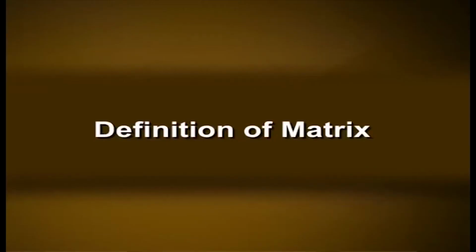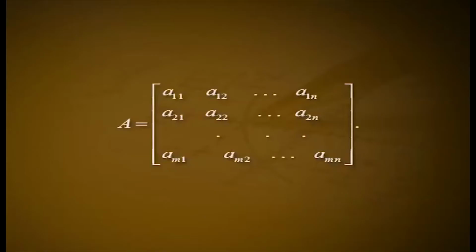Definition of a matrix: an m by n matrix is an array of mn elements, not necessarily distinct, arranged in m rows and n columns of the form A given by the matrix A11, A12, etc. A1n, A21, A22, etc. A2n, etc. Am1, Am2, etc. Amn. It can be abbreviated as A is equal to matrix Aij m by n. m by n is called the order or size or type of the matrix A.